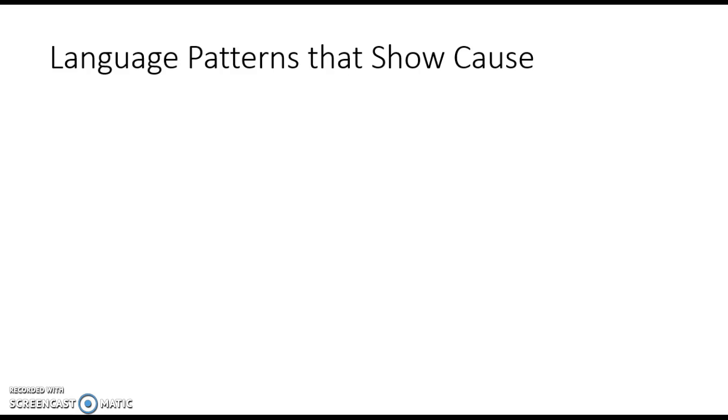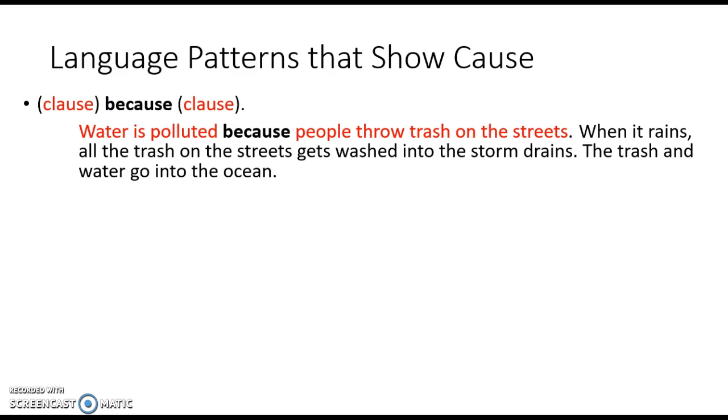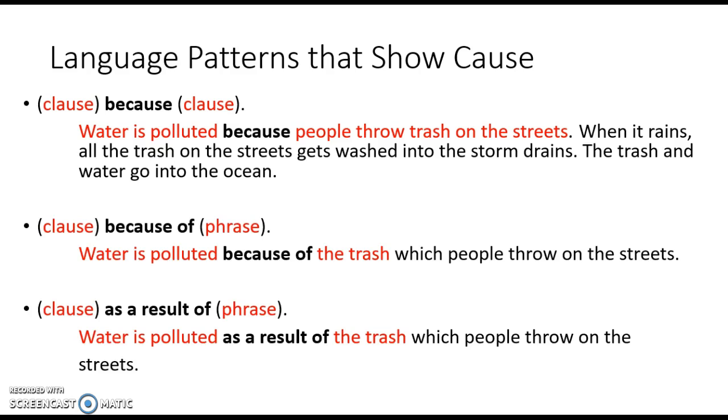So here's some more language patterns that show cause, and you can use these for the support sentences in your body paragraph. So if we look at the first one, we'll have a clause connected to another clause by because. So water is polluted because people throw trash on the streets. So we have one clause here, because, our subordinator, and then we have our dependent clause.